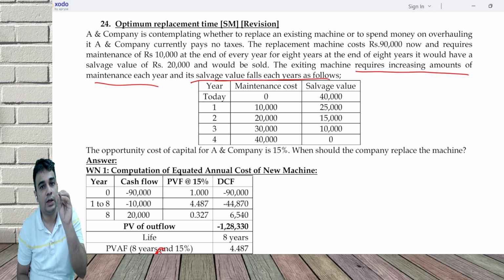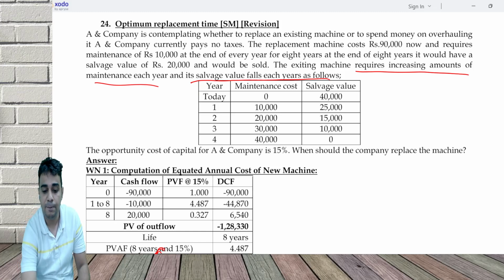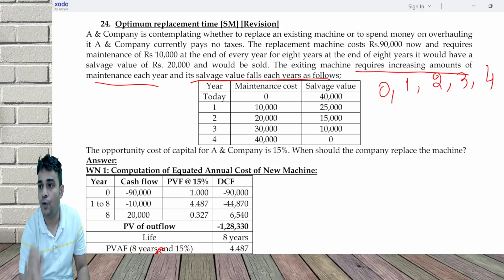Okay, so I technically have 5 choices. Should I replace today? Should I wait for a year and replace? Should I wait for 2 years and replace? Should I wait for 3 years and replace? Or should I wait for 4 years and replace? So you can replace at 0, 1, 2, 3, and 4.